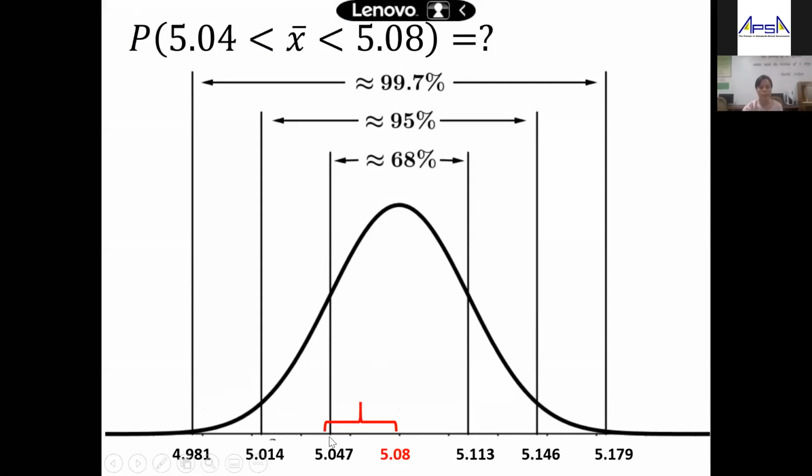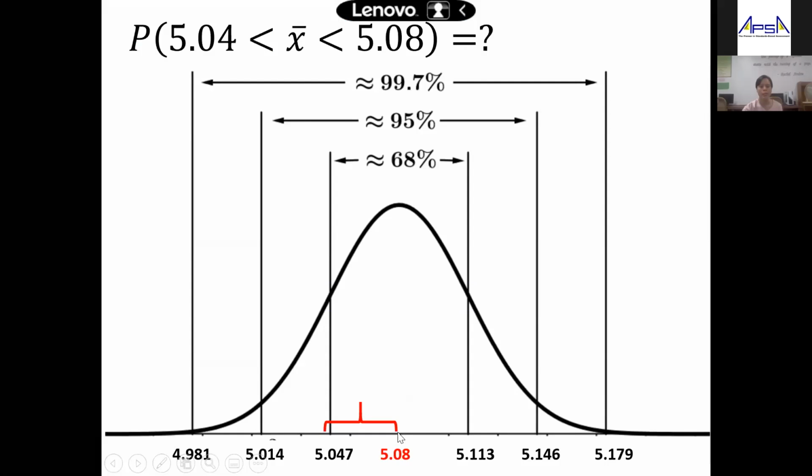So ito siya banda, 5.04 to 5.08. How will we use a calculator and even the statistics tables at the back of the book to answer this question? But I always urge my students also, kasi minsan, ano tayo, compute lagi, compute. We should also know if our answers are reasonable. Tingnan nyo lang, 68% ito. 68% yung mala, 5.047 to 5.113.